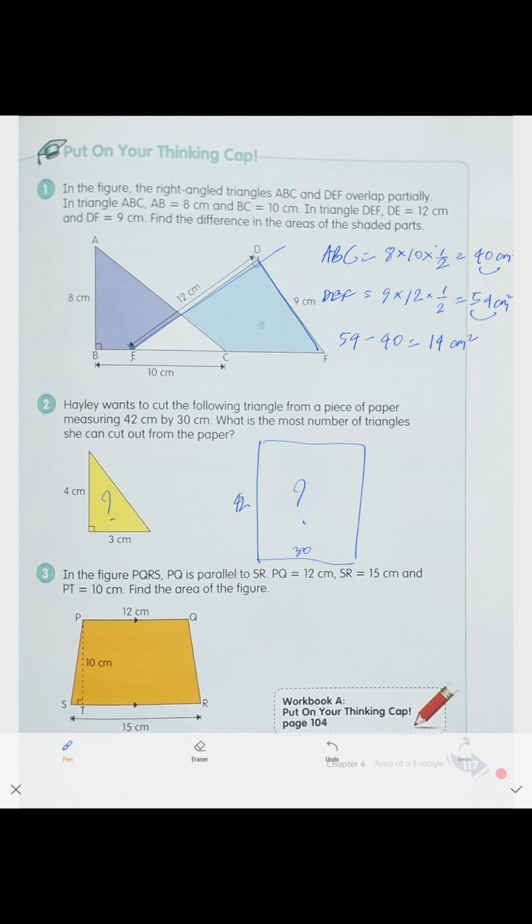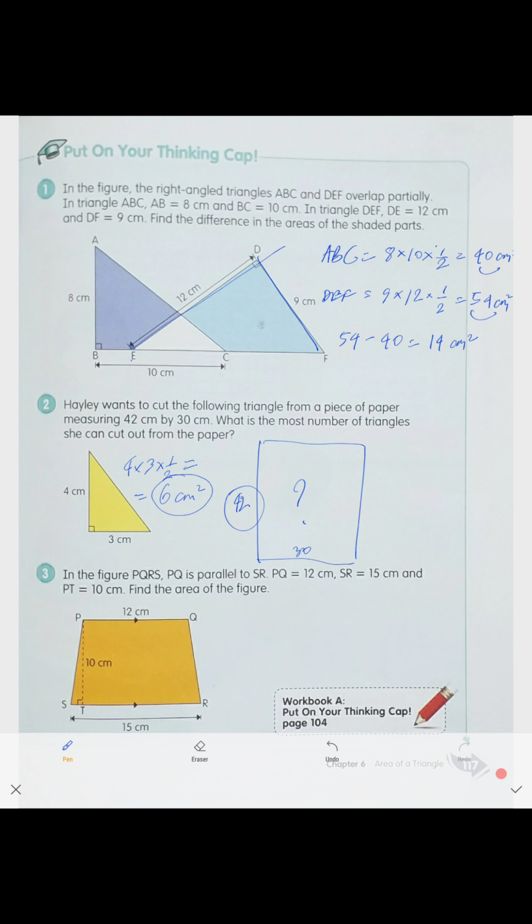And this is what we do, right? The area of this one is 4 times 3 divided by 2, right? 4 times 3 and 1 over 2, right? So it is 6 square centimeters, right? 6 square centimeters is the area of this yellow triangle.